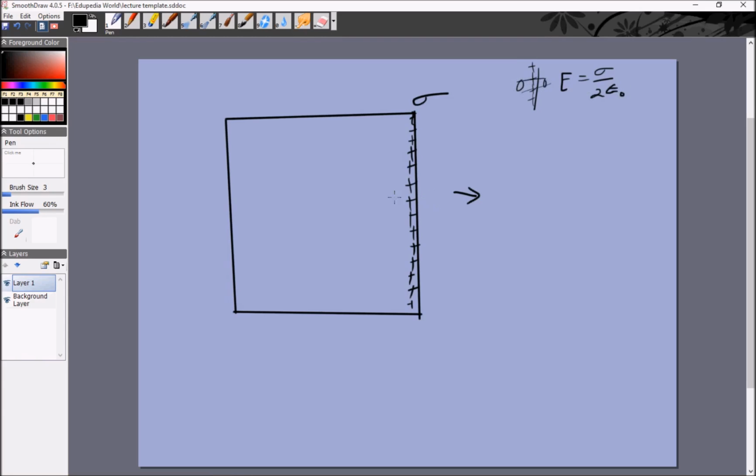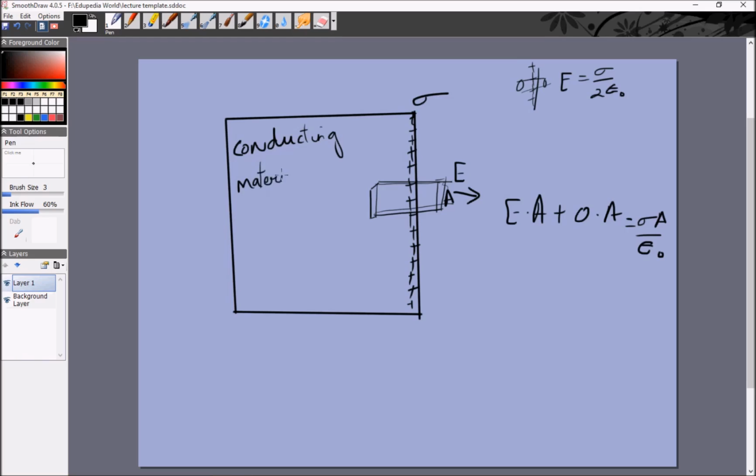So now what we'll do is we'll make a similar Gaussian surface, a cuboidal surface, and if we say the electric field here is E and this area is A, E into A plus 0 into A is equal to sigma A by epsilon naught, because here the electric field is E, but if this is the conducting material, then the electric field here is 0. So this will be 0. And that gives me E is equal to sigma by epsilon naught.